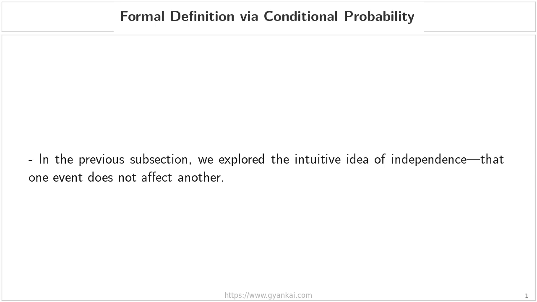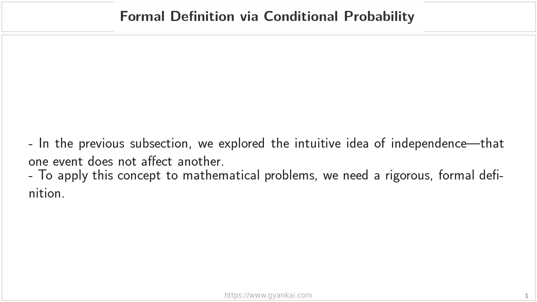Welcome, everyone. In our previous lesson, we looked at the intuitive side of independence, the simple idea that one event happening doesn't change the likelihood of another event happening. It makes sense logically, but when we move into complex mathematical problems, intuition isn't enough. We need something much more precise. To solve these problems with certainty, we need a rigorous, formal definition.